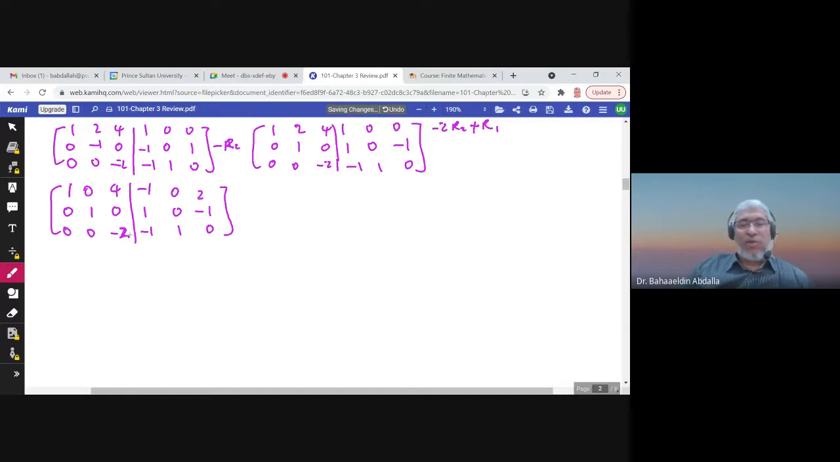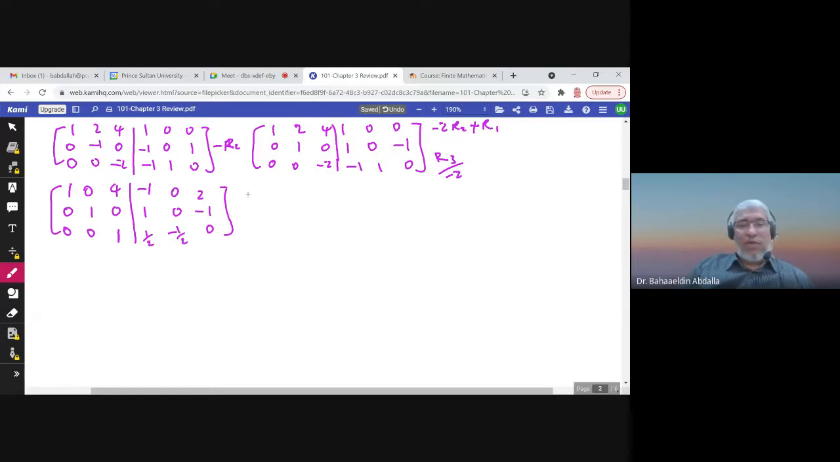So now this number negative 2 has to be 0. Has to be 1, sorry. So I could have divided here row 3 by negative 2 in the same step. There is no need to write it in a separate step. So negative 2 over negative 2 is 1. Negative 1 over negative 2 is half. And this is negative half.